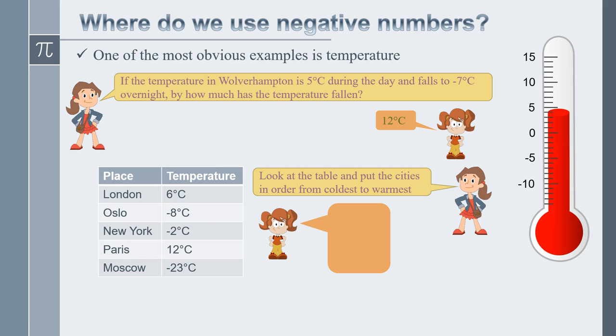Here's the answers. Our coldest one, we're looking for the biggest negative number. So that's clearly going to be Moscow. So our coldest place is Moscow. And after that, we've got Oslo at minus 8, New York at minus 2, and now we're up into the positives. And clearly our next one is going to be London, and then finally followed by Paris.